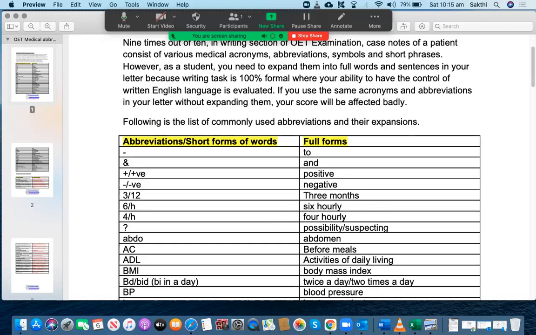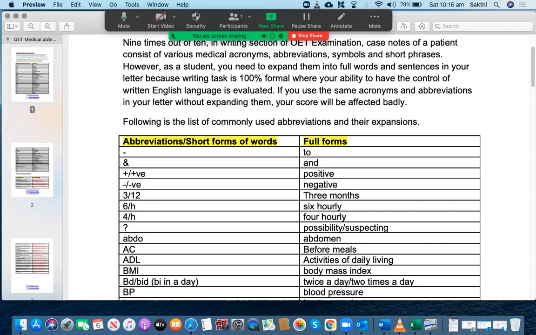Look at this hyphen. I will also give you an example of how to use this. So hyphen could be "to", okay. And the next one is the ampersand symbol. If they use the ampersand symbol in the case notes, you need to expand it into "and". You have to write "and" in place of the ampersand symbol. If there is a plus or plus VE sign in the case notes, then you have to write down positive. If it is a minus or negative sign, then you have to write down negative.